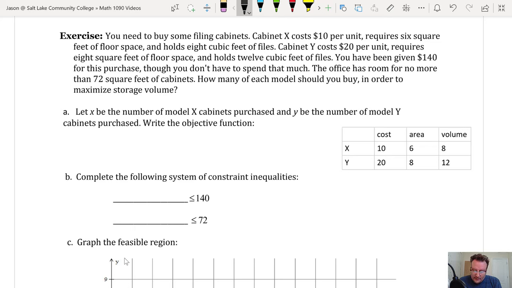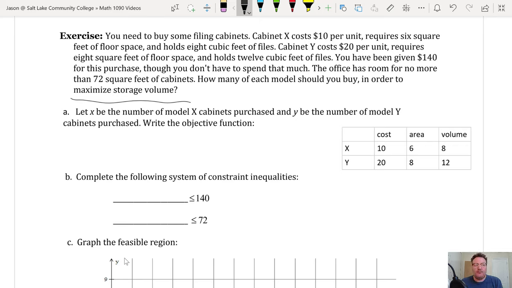Okay, so our goal here is to, and that's this key last phrase here, maximize storage volume. When looking at a description of a linear programming problem, your first goal is to figure out what we are trying to optimize here. Are we trying to maximize something or minimize something? And what is that something? Okay, so we're trying to maximize volume.